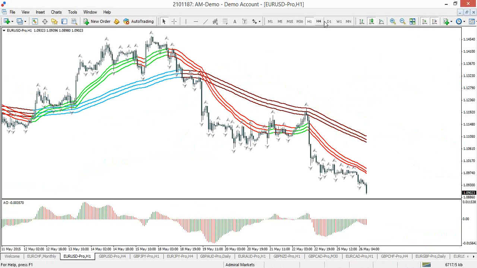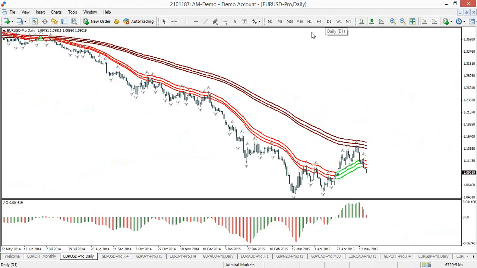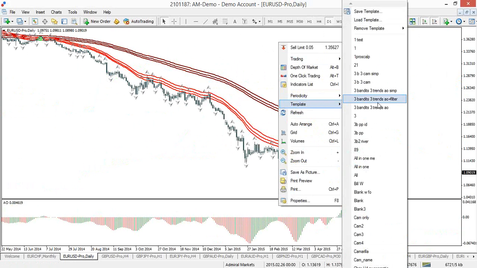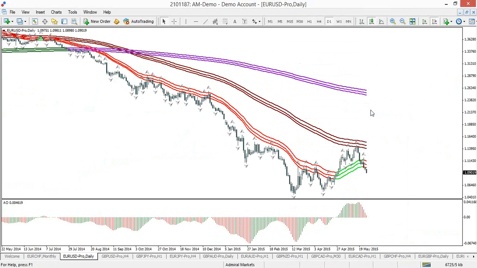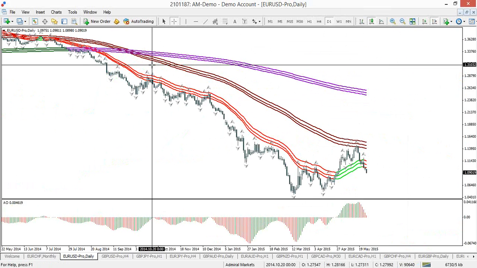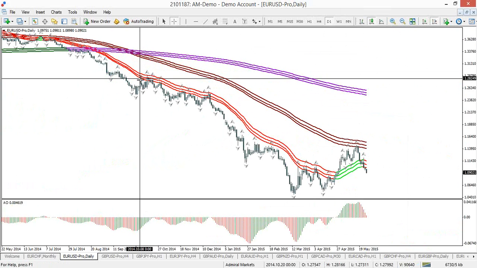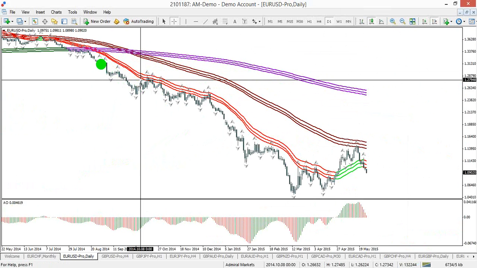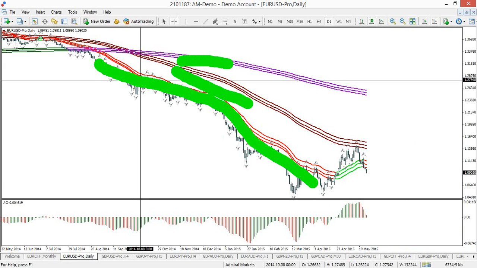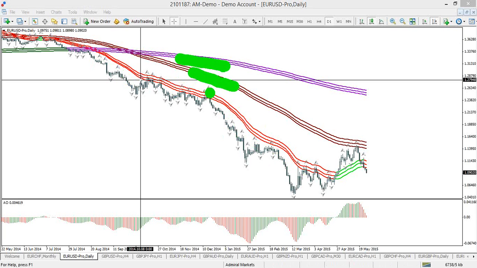So with that said, let's take a look at the daily chart. Last week was a bearish week, and you can see that that happened after a very strong downside. All that downside, as you can see, happened below the 34, and everything was aligned here. So that was a very nice downtrend.